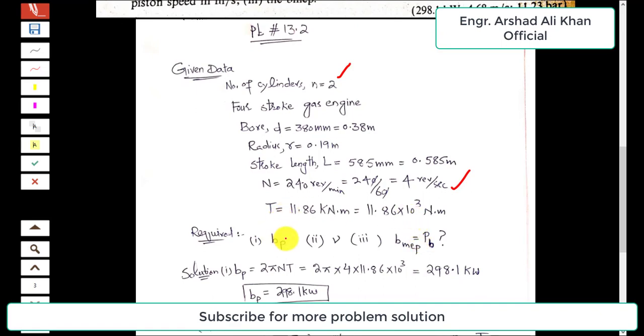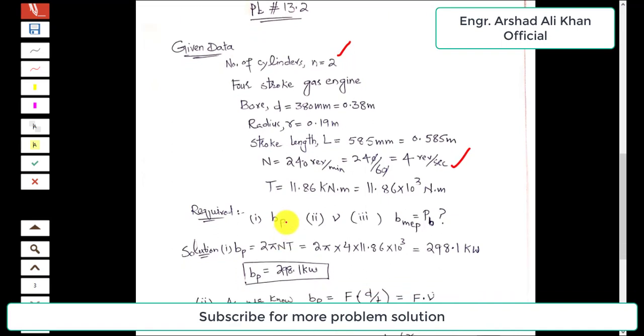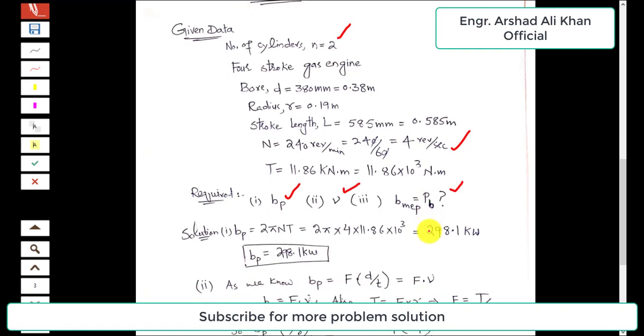These three quantities are required. First is the brake power, second is the mean piston speed represented with small v, and third is the mean effective pressure or brake mean effective pressure. B stands for brake and MEP in subscript stands for mean effective pressure.